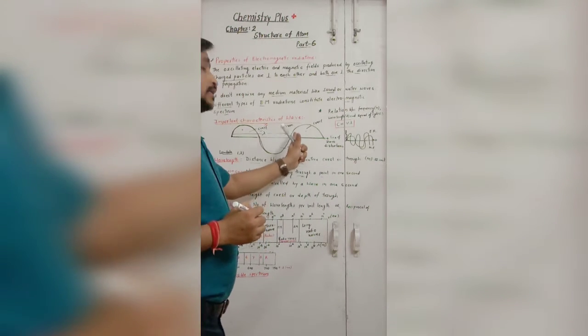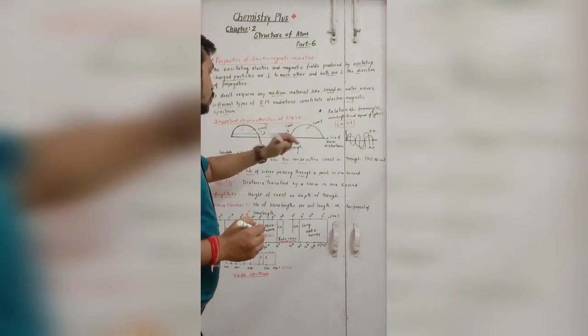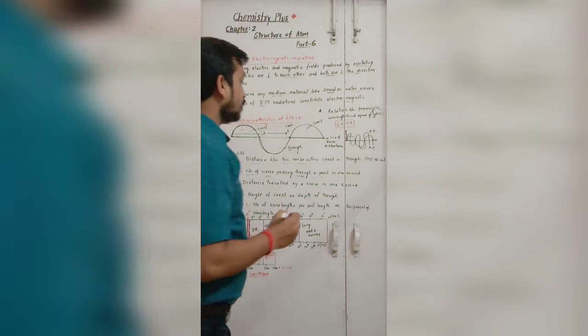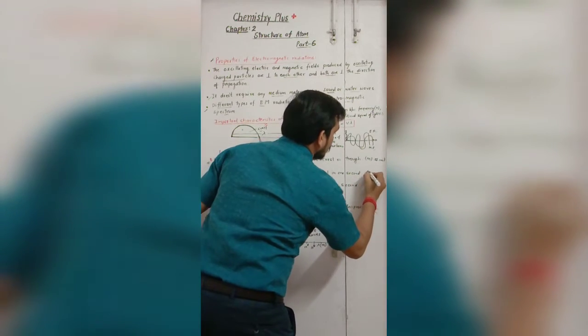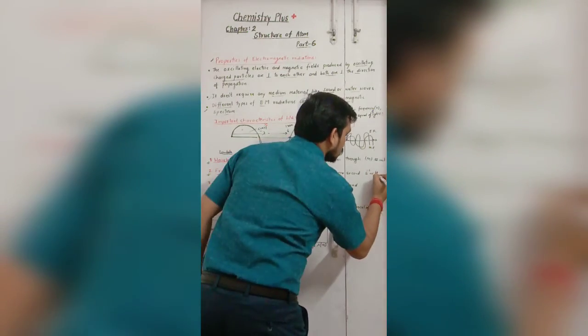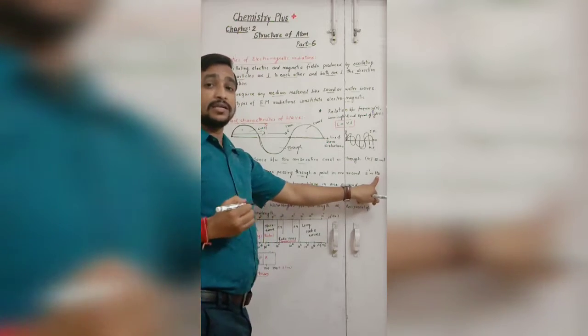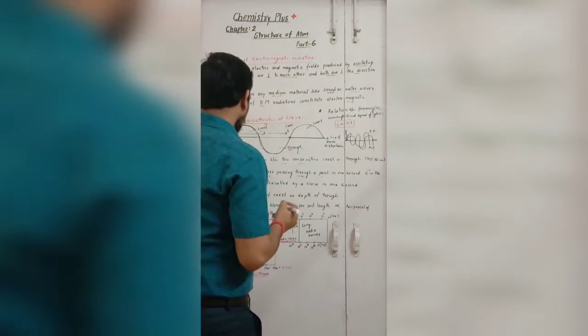As we know, the frequency is the number of waves passing through a point in 1 second. Therefore, its SI unit is second inverse, that is s^-1, or Hertz, known as Hz, after the scientist named Heinrich Hertz.